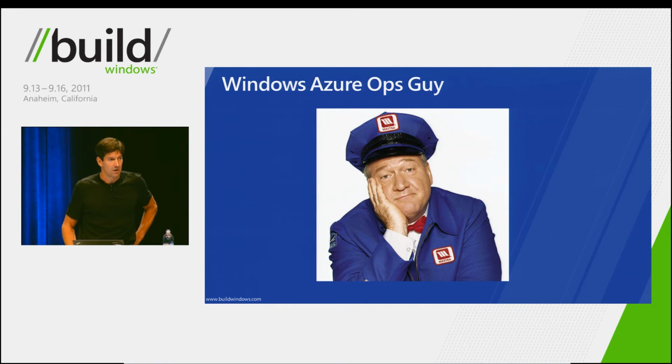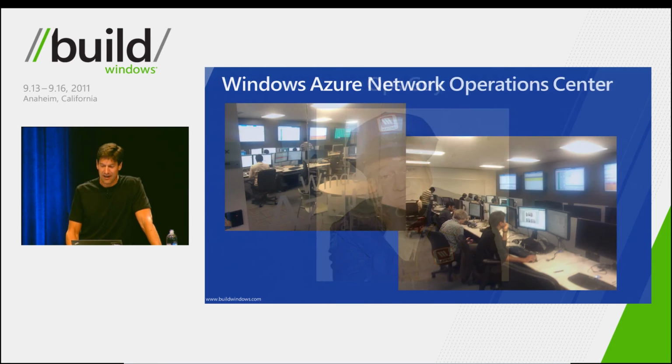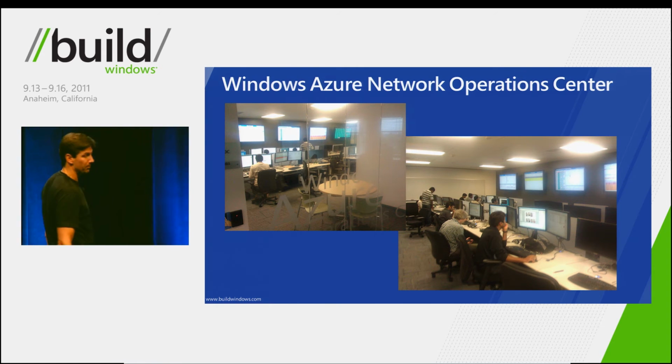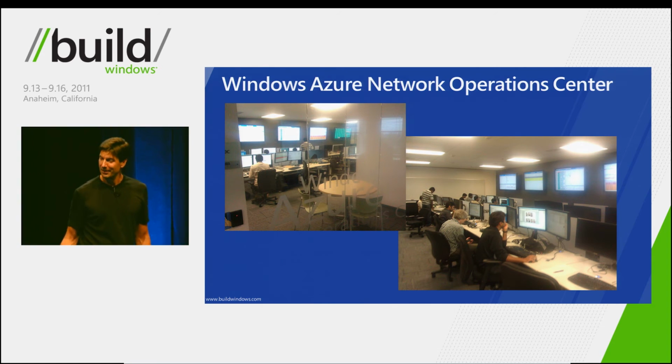Here's the Windows Azure Ops guy. That's what we're trying to make the Windows Azure Ops guy, actually. But here's actually the Windows Azure Ops room. This is the Operations Center for Azure worldwide. You can see that it's not one guy, and they still look bored, though. Actually, that might have been posed, I don't know. But there's like 5 or 6 guys in there, and that's monitoring Azure worldwide. There's a backup Operations Center as well. But that's all it takes.